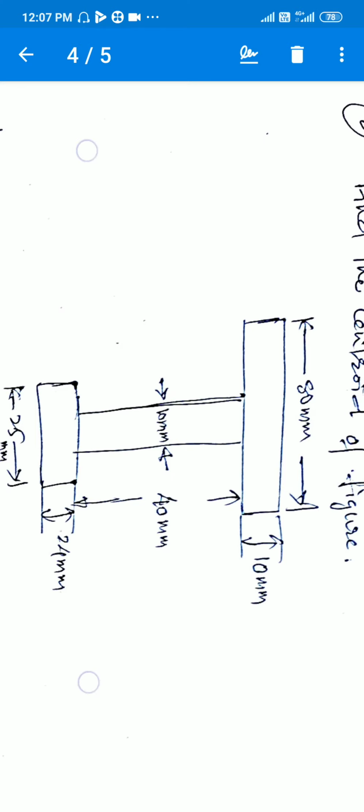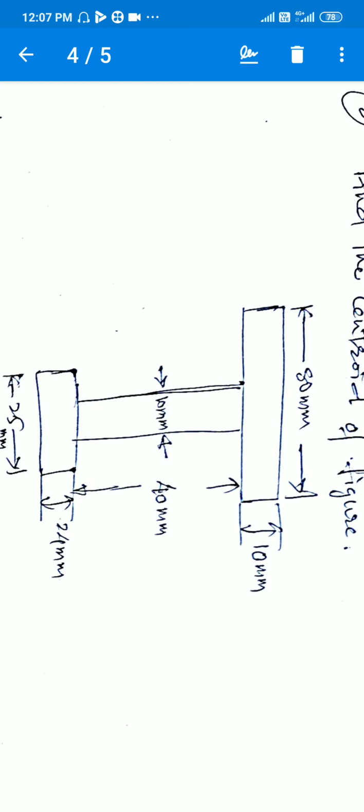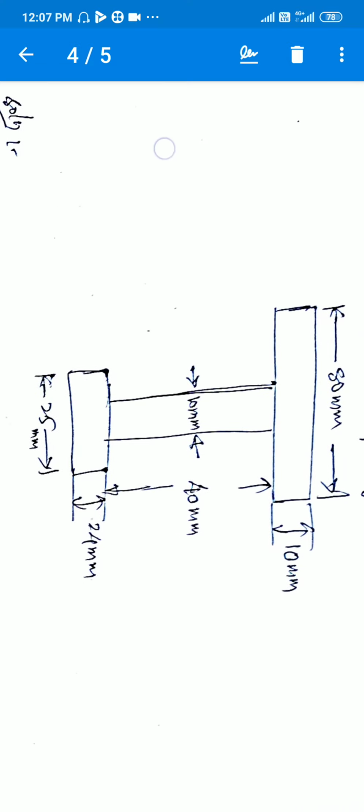I read the dimensions. 80 into 10 is given for the top flange. The web is given as 10 into 40 mm, and the bottom flange is given as 25 into 24 mm. Here we have to calculate the centroid, x bar and y bar, for the I section.